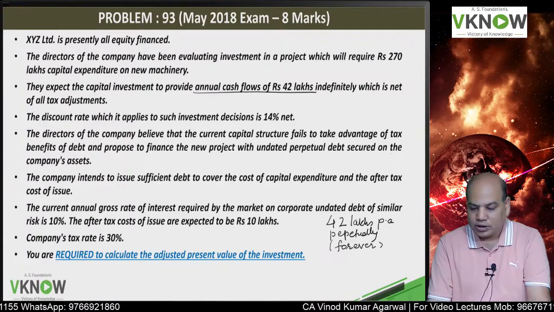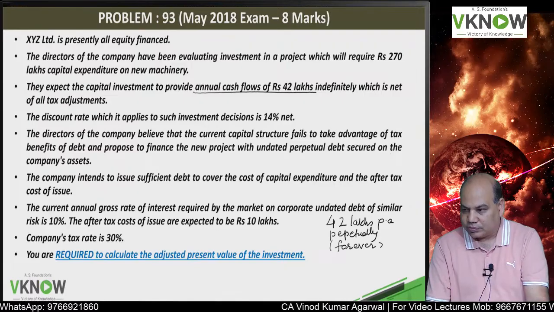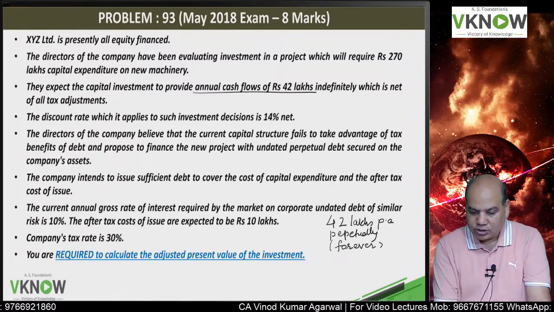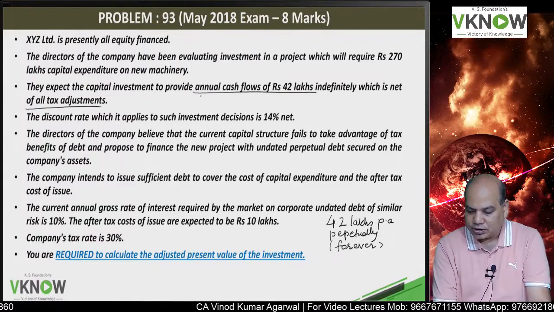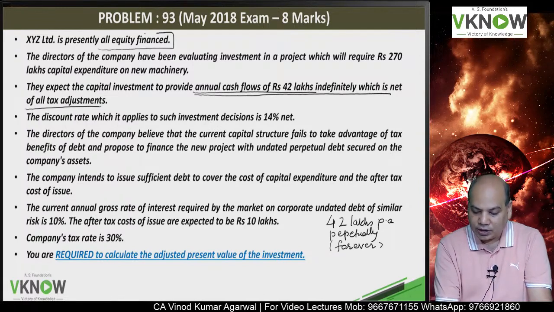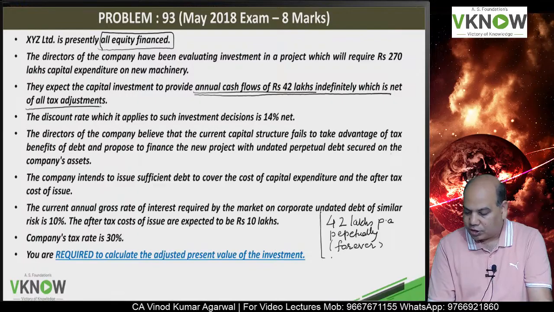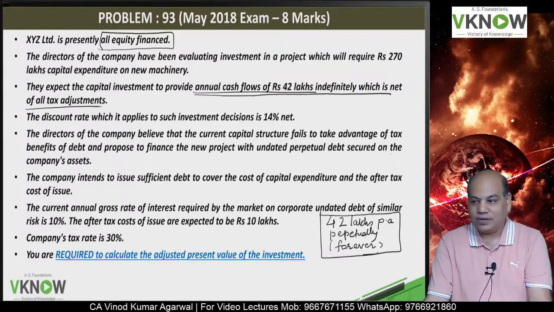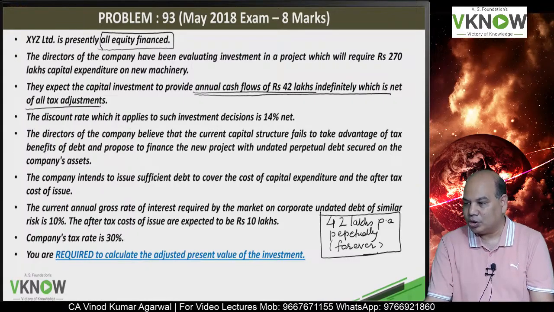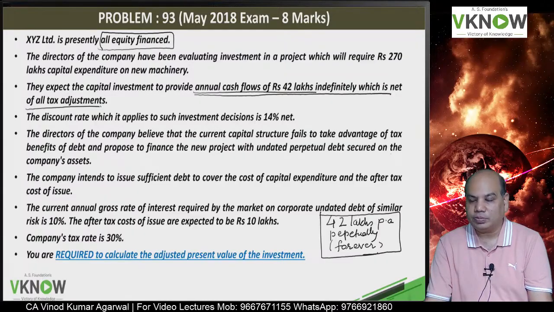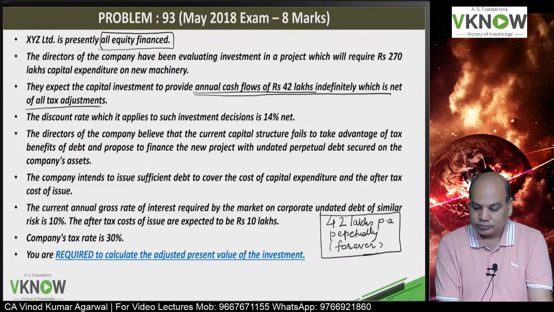You will have to apply the formula of perpetuity, which is net of all tax adjustments. That means it is after considering income tax paid also. But right now it is an equity financed company. This 42 lakh does not have any impact of debt financing. It is purely operating cash flow after tax.